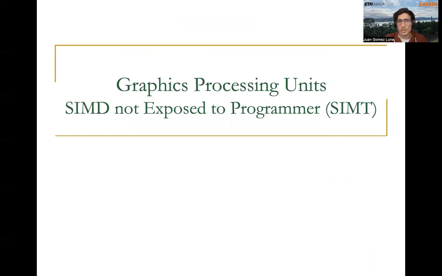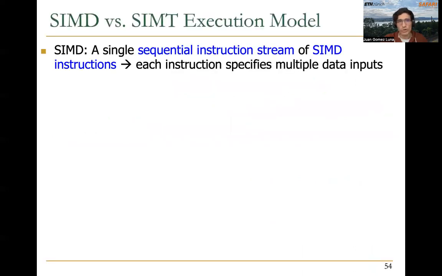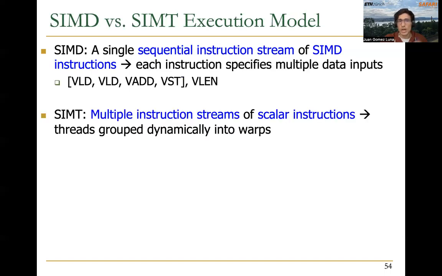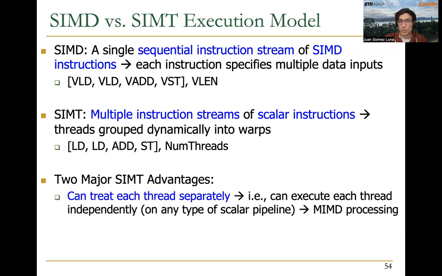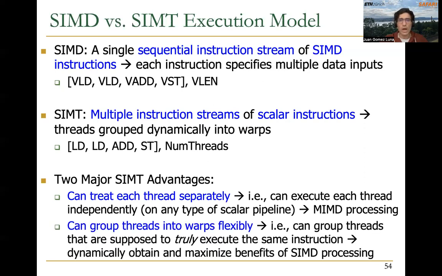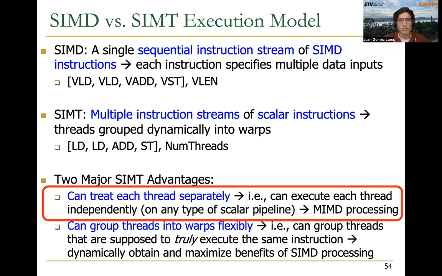So graphics processing units are SIMD not exposed to programmers. While SIMD is just a sequential instruction stream of SIMD instructions, SIMT, a GPU, is multiple instruction streams of scalar instructions that are later grouped. The threads are later grouped dynamically into warps. This has two advantages. First, each thread can be treated independently. Threads can completely go through different data paths and control flow paths, while the threads can be grouped flexibly, or potentially grouped flexibly.